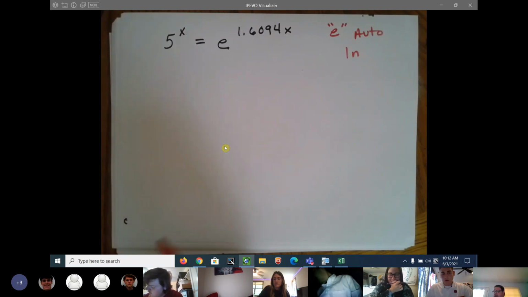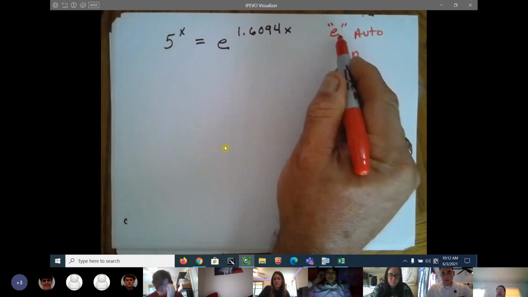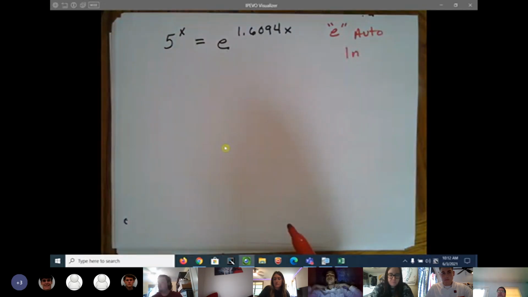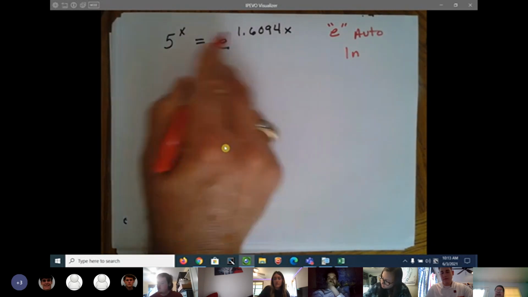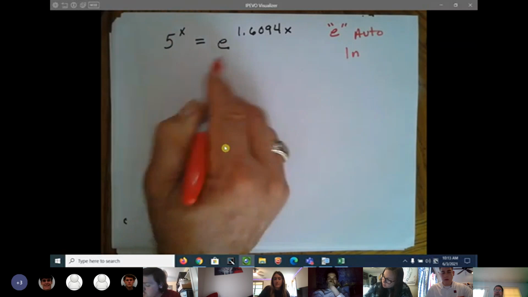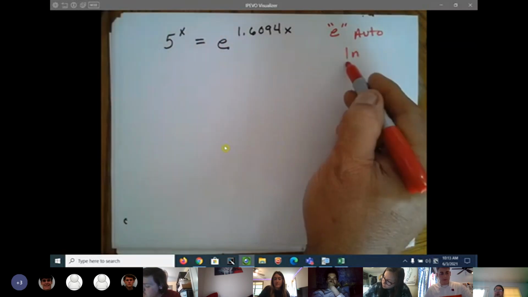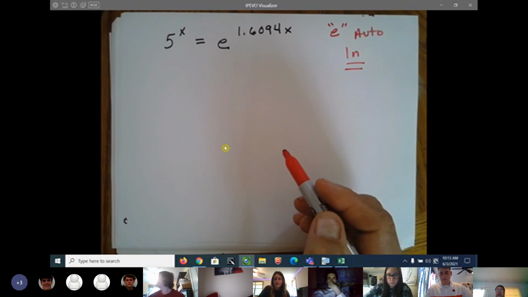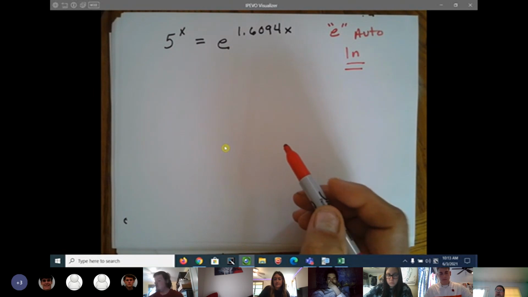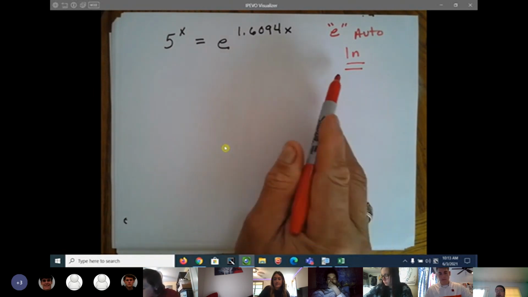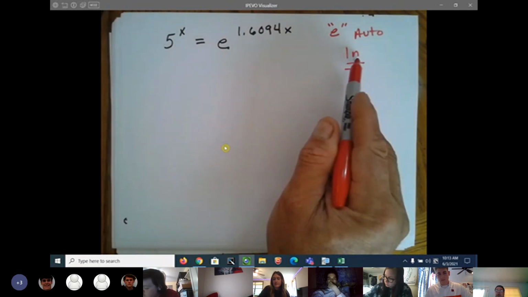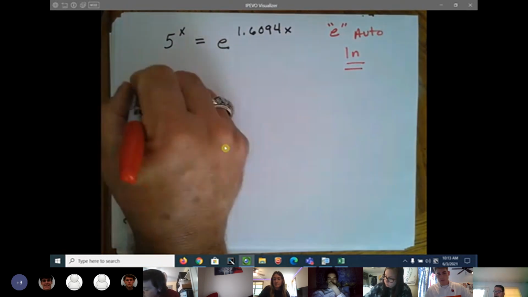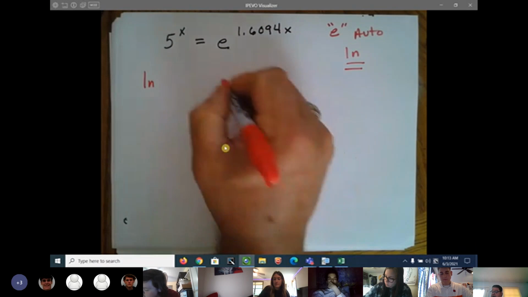Does anybody know what natural log does to e? Anybody? It cancels it. Cancels. So when you see e in an equation like this, somewhere you're going to use natural log. I figured some of y'all that maybe invented natural log might have figured that out. So natural log cancels. So I'm going to take the natural log of both sides.